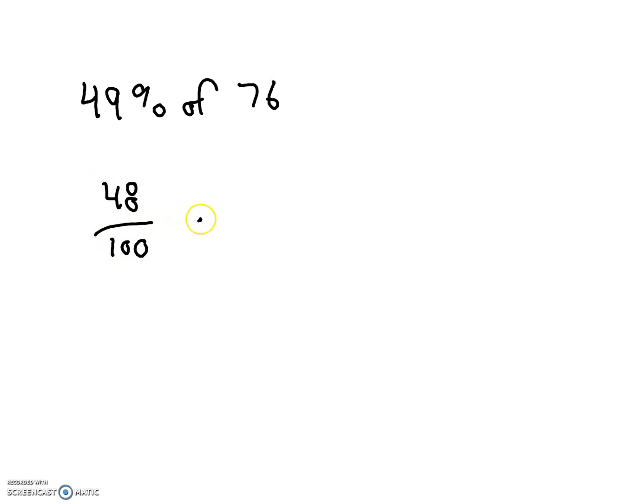So if you're looking at something like this, 48% of 76, okay, yeah, we could say, look, I used to be doing 48 out of 100 equals X over 76. So we could just write 0.48 equals X over 76 and multiply 0.48 times 76 and get our answer.